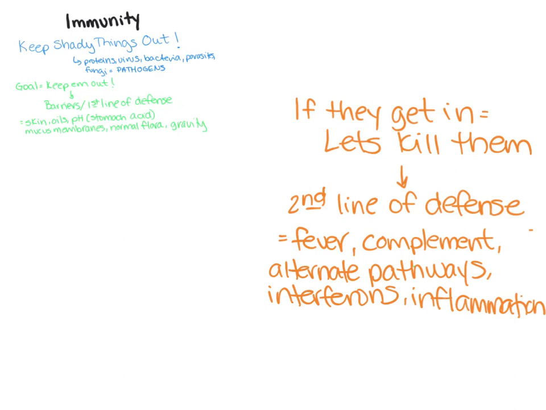All right, so what happens if the barriers don't work? They get through that first line of defense. They're in. The secondary goal now is, let's kill them. So we've moved on to our second line of defense. Things that fall in here are things like fevers, complement cascades, alternate pathways, interferons. Those are crazy big words I just threw at you guys. I don't expect you to fully understand all of those aspects, but I want you to at least have heard the words because they do factor into our immune systems. The main type of second defense that we're going to focus on is inflammation.